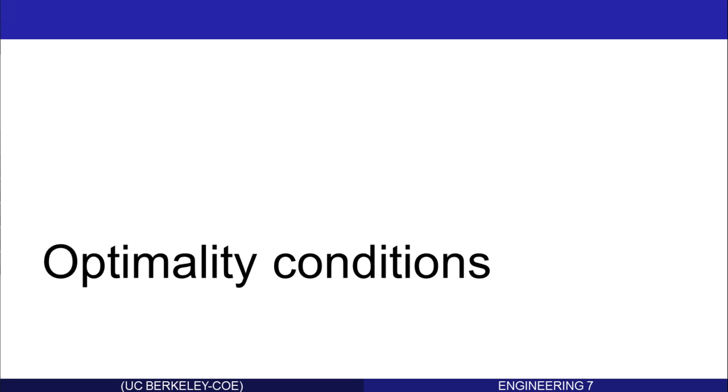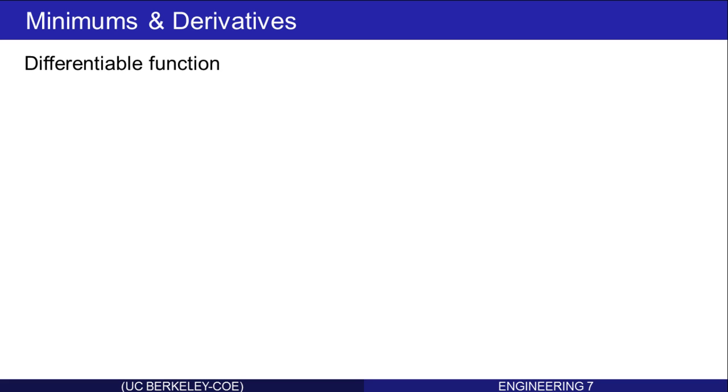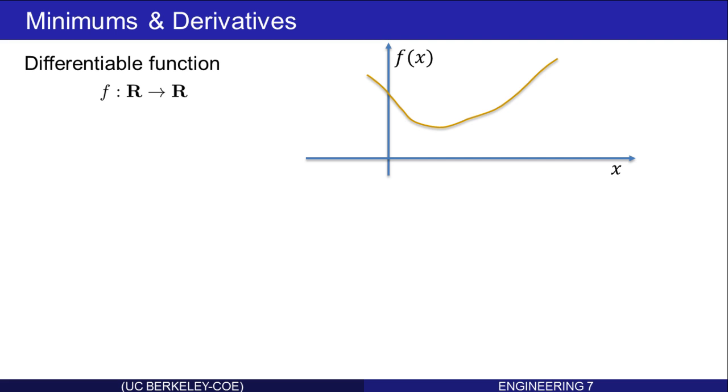The least squares problem is formulated in terms of a minimum. So let's think about the optimality conditions. At what value of its argument is a function minimized? Let's start talking about differentiable functions of one variable. So f is a function mapping real numbers to real numbers. There's a graph of f, for instance.